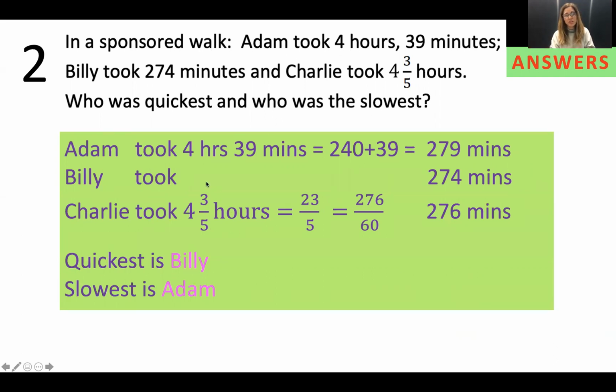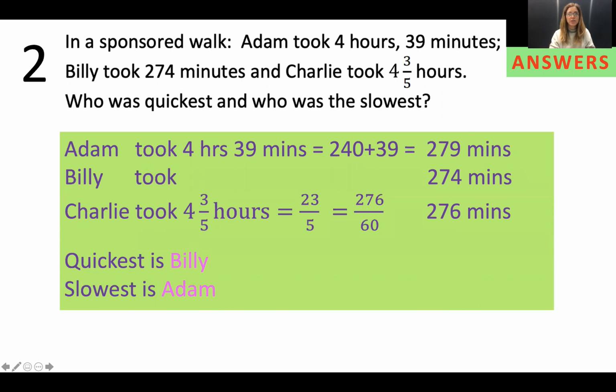I could have also just done 3/5 and worked out that that was the same as 36 over 60, and then added on the 4 hours or the 240 minutes. And that gives me in total, either way, 276 minutes. Let's go back to the question. It says who was the quickest? Quickest is therefore Billy at 274 minutes, and the slowest is Adam at 279 minutes.